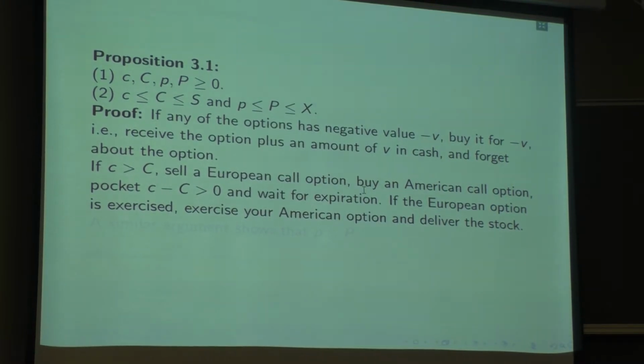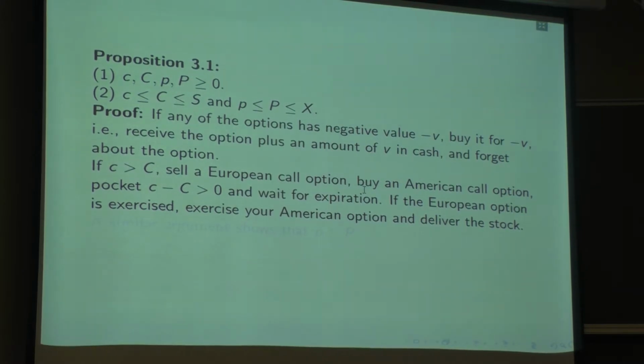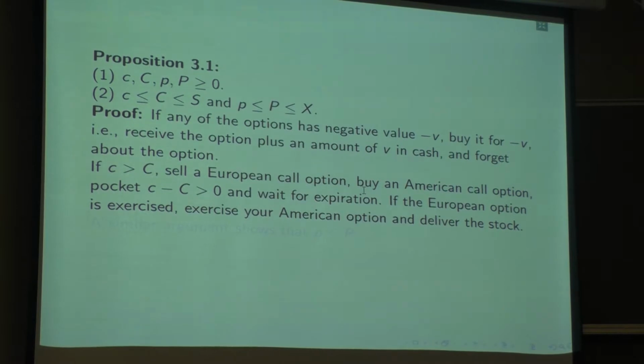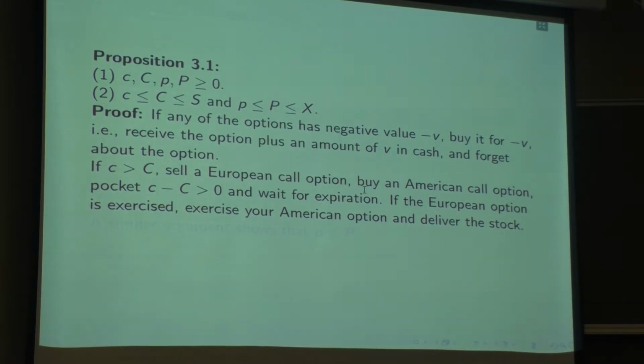So if the owner of the European call option you sold exercises it, you exercise your American call option, and then you can supply him with the underlying asset for X. You don't have to spend any money to do that. And if that option is not exercised, then you do nothing. In either case, you end up pocketing this positive amount of money, which you can then go and buy lunch with.